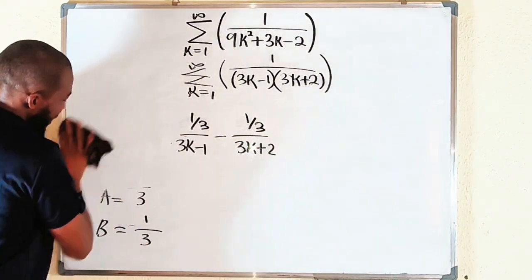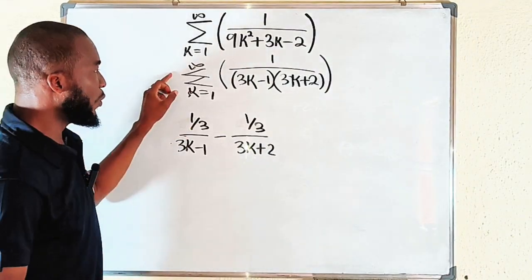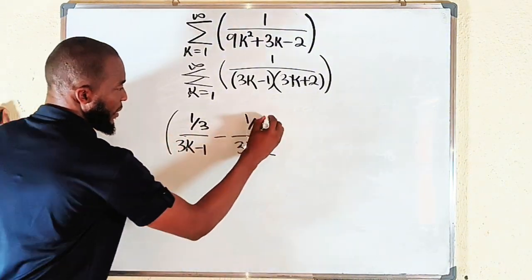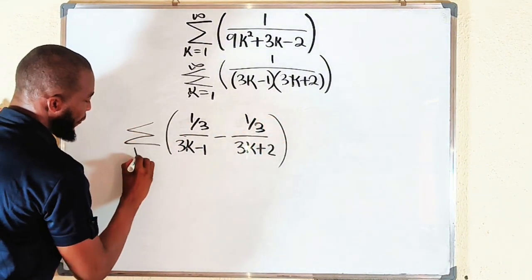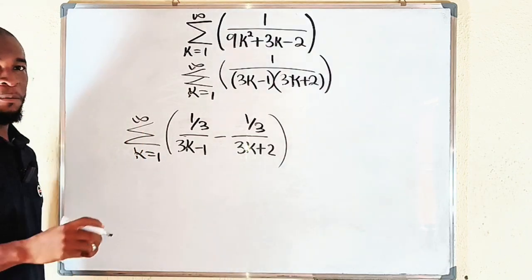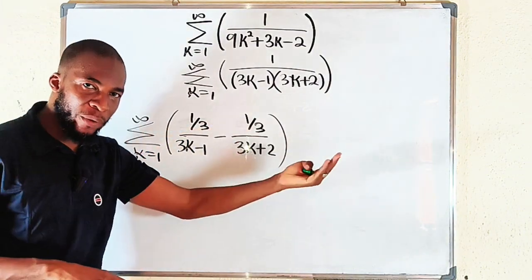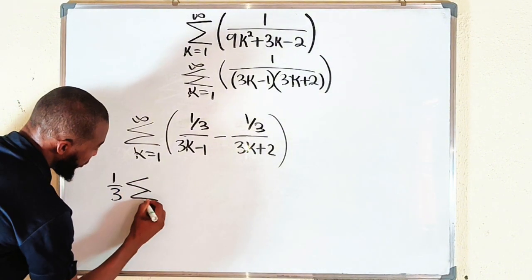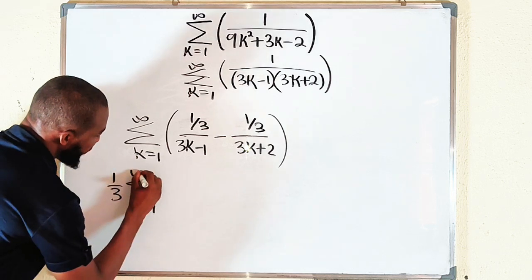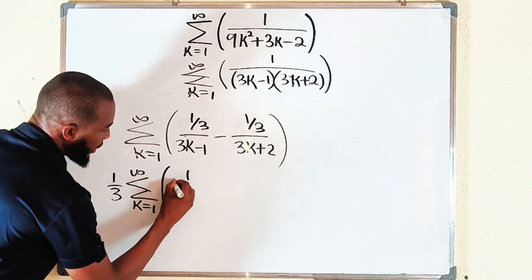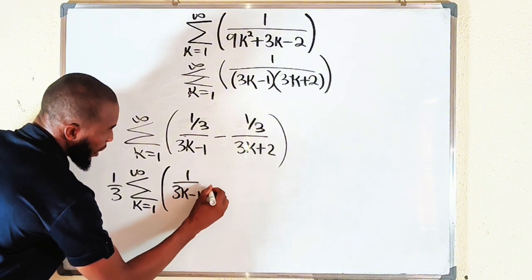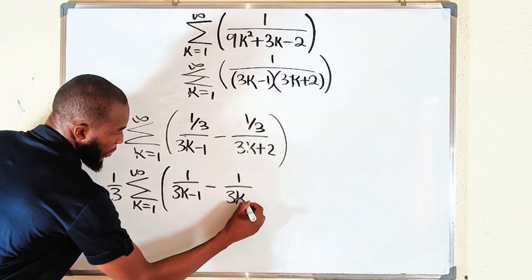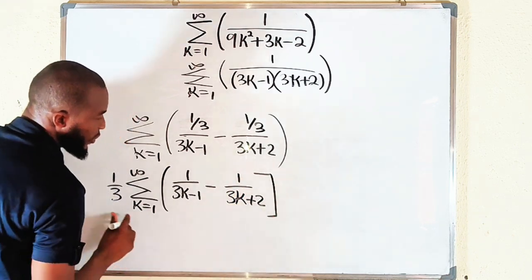So again, instead of evaluating or simplifying this, you can now do that here. You see that? From 1 to infinity. And you can see we have 1 over 3 in common. Factor it outside: 1 over 3 outside, times the summation from k equals 1 to infinity of 1 divided by 3k minus 1, minus 1 divided by 3k plus 2. This is what we have.